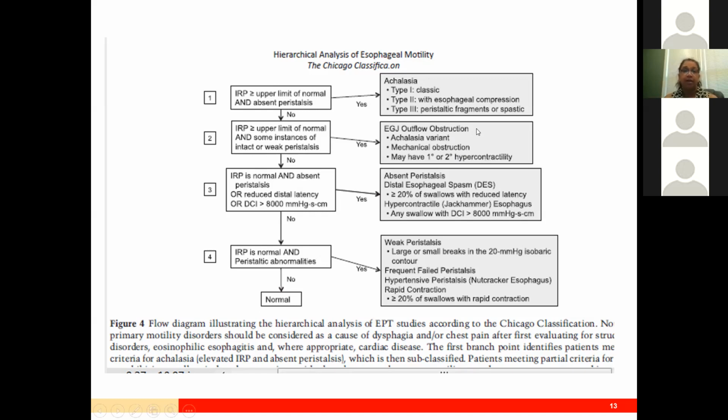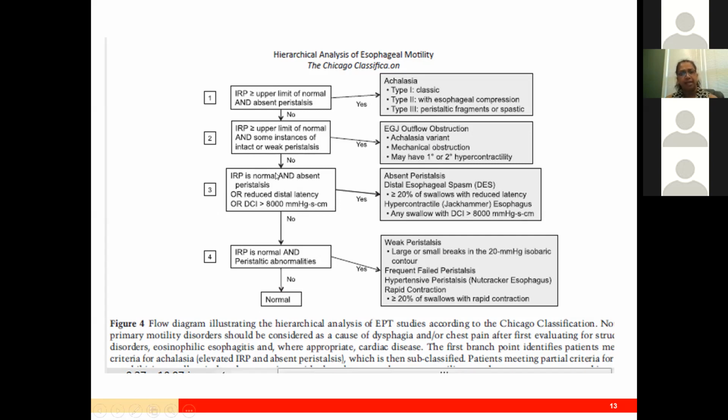This is where EGJ outflow obstruction was identified as a motility disorder that is separate from achalasia. You might see a non-relaxing LES with an elevated IRP, and you're going to think more about a mechanical obstruction in these patients, although that's not always the case. It can also be functional, and they may have primary or secondary hypercontractility. So now we're getting a little more nuanced in our manometric interpretation.